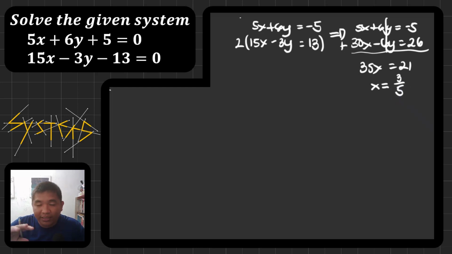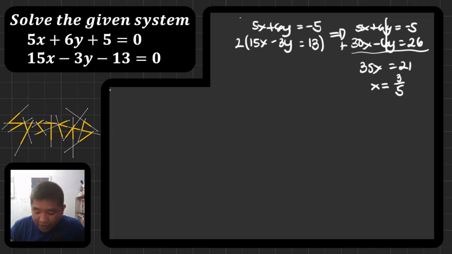Because 21 is 7 times 3, and 35 is 7 times 5, your answer is 3/5. Noticeably, the result here is a fraction. Some of us also struggle with fractions, but of course, fractions are acceptable because they are part of the real numbers. What you just need to do is apply this to both equations so that you can solve for the value of y. But here's the hint.